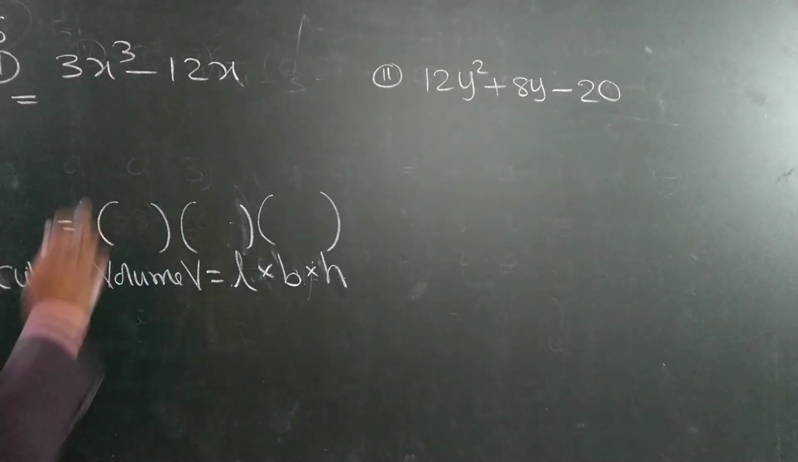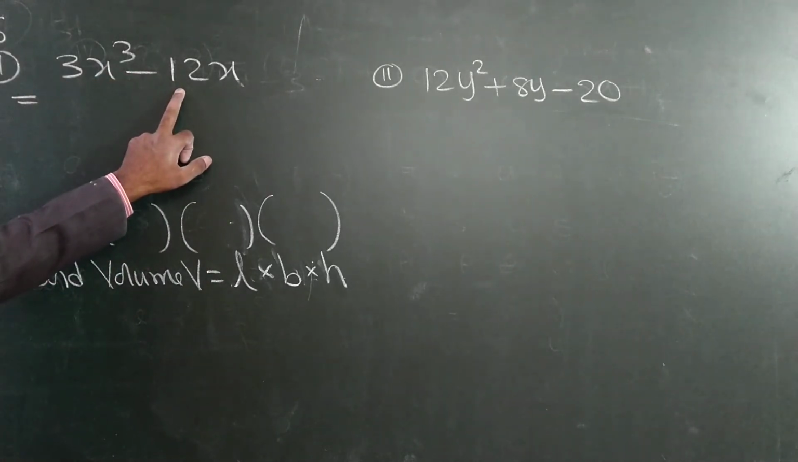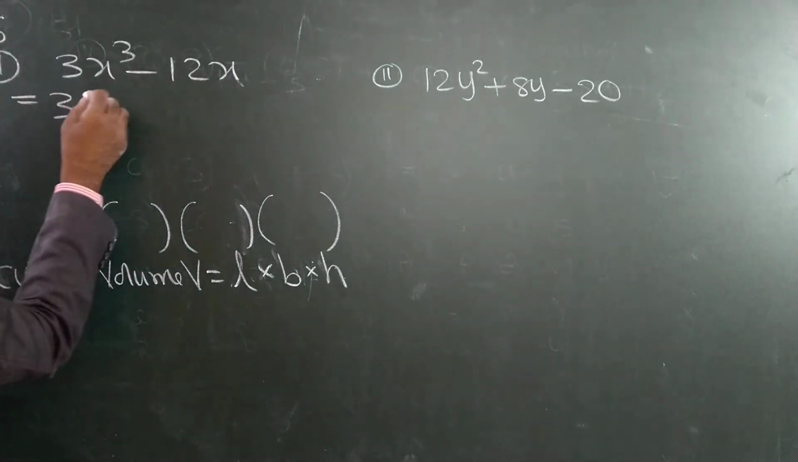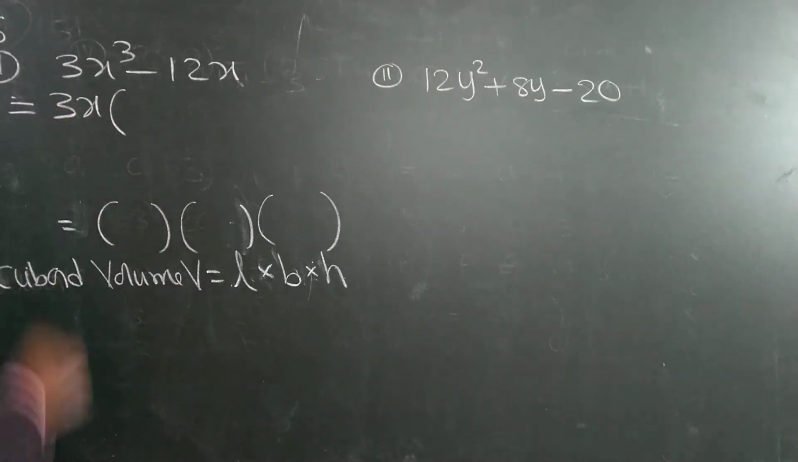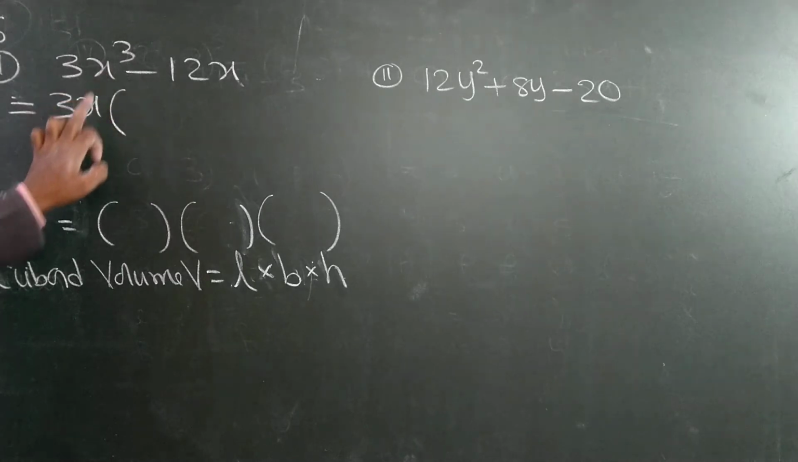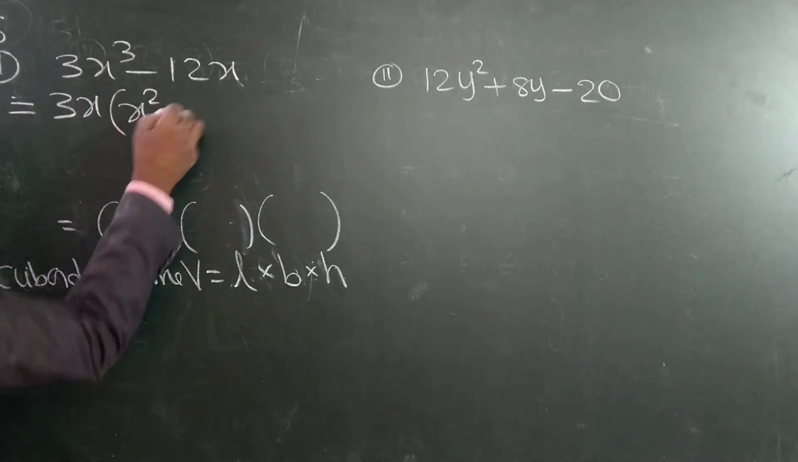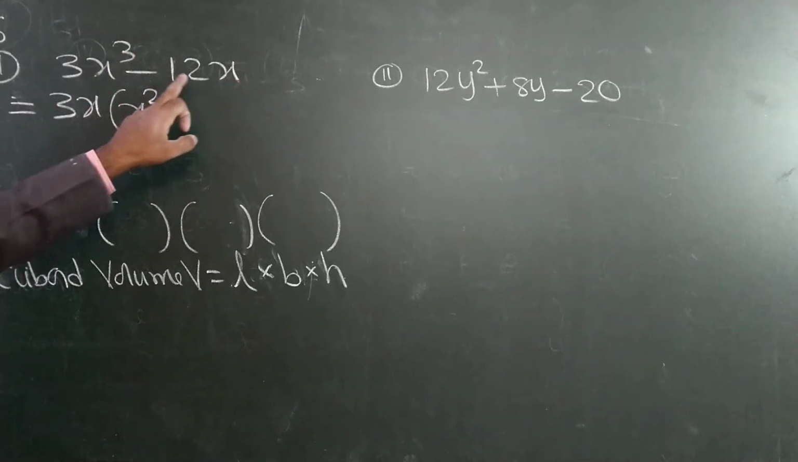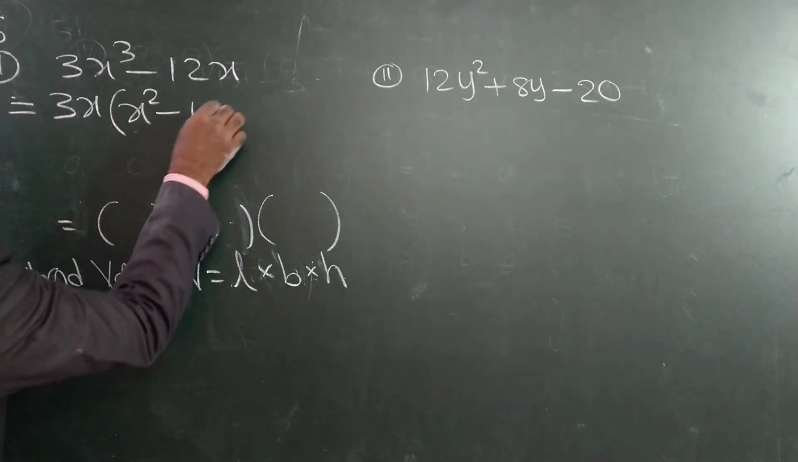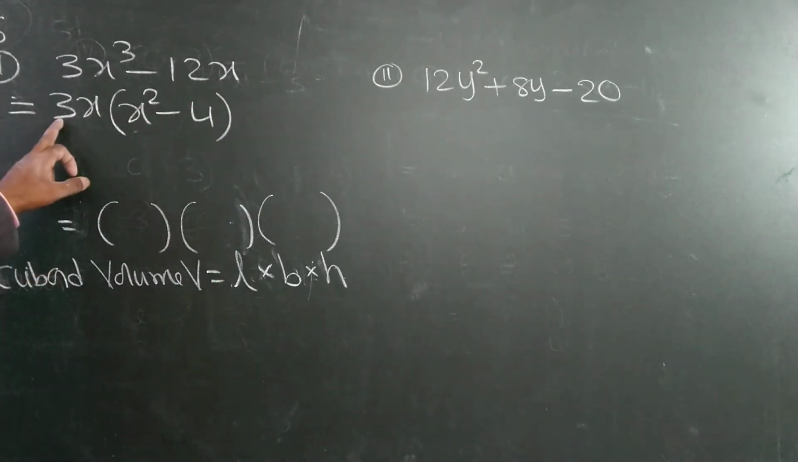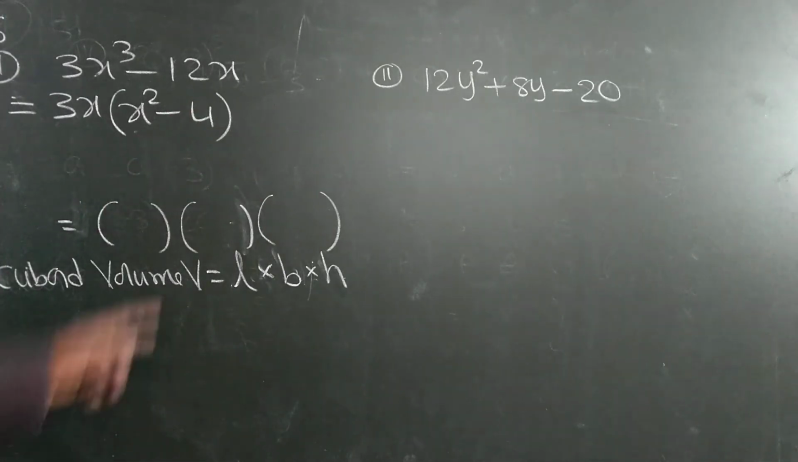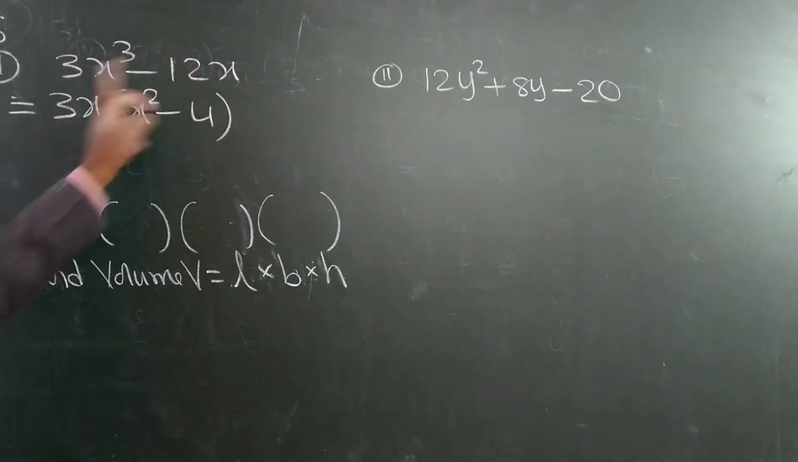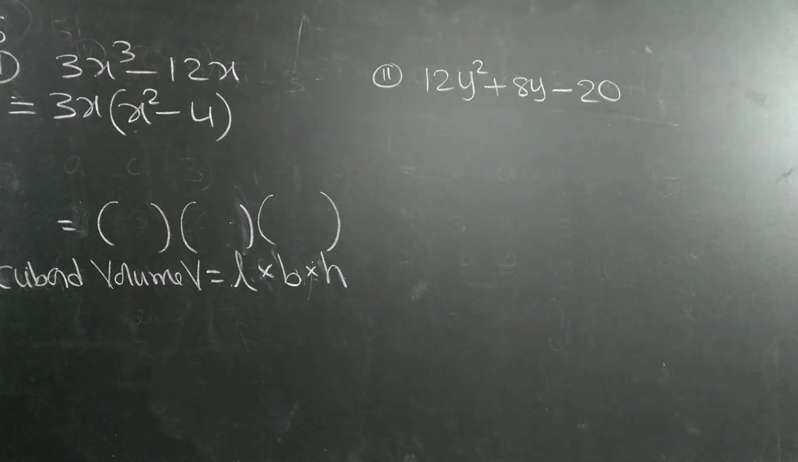3 is common, because 12 can be written as 3 into 4. I am factorizing this. Here x, here also x is there, so 3x common. What is the other factor? 3 common, x common, x square remains. X cube, x common means x square. 12 is 3 into 4, 3 common means 4 remains. X square remains, minus 4.